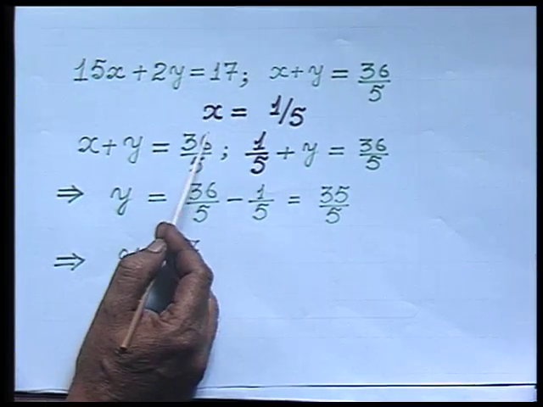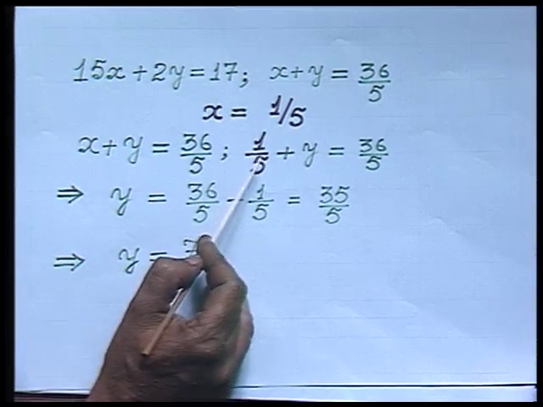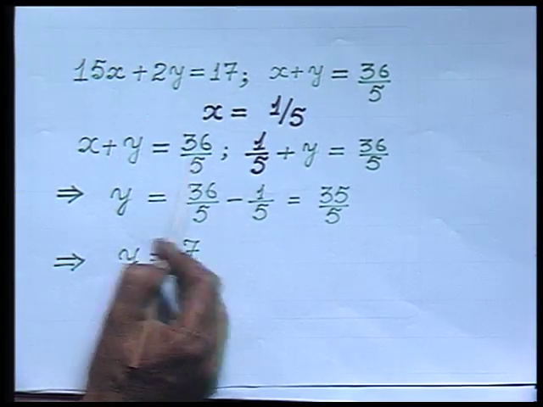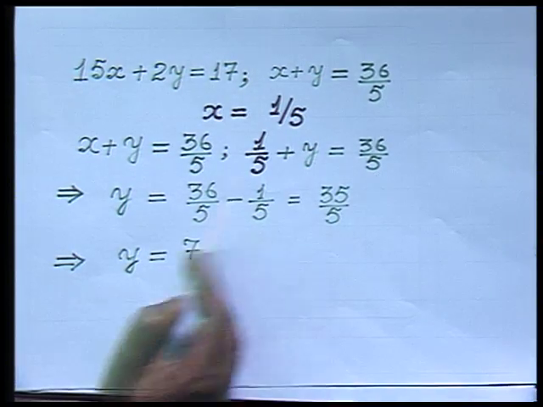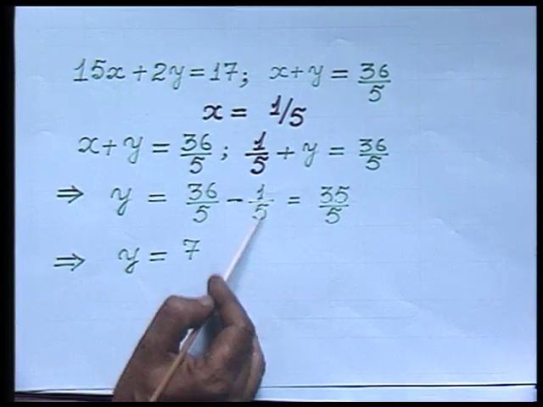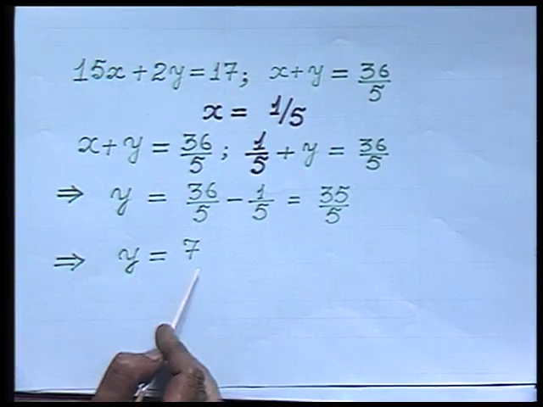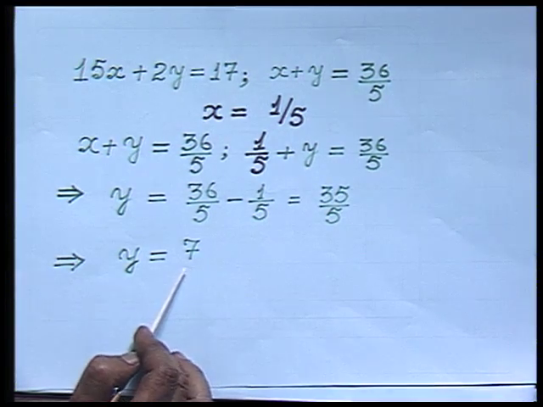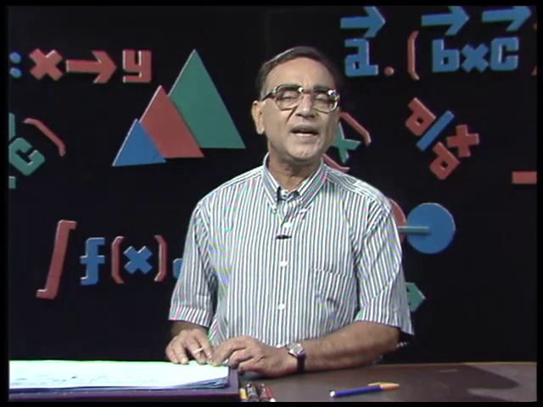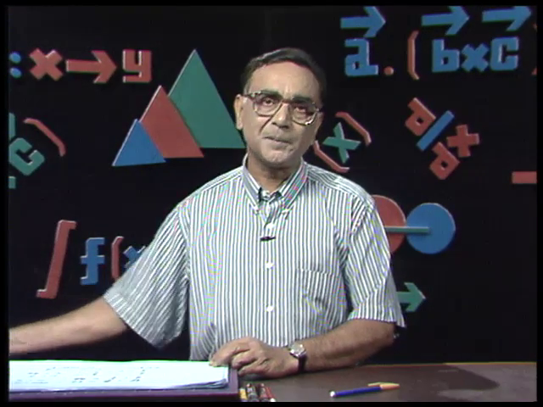So I substitute the value of x as 1 over 5 in this equation. So x is 1 over 5 plus y remains over there and equals 36 upon 5. And from here y equals 36 upon 5 minus 1 upon 5, that is 35 upon 5, and y is 7. So solving these equations for x and y, I got the value of x as 1 upon 5 and that of y as 7.